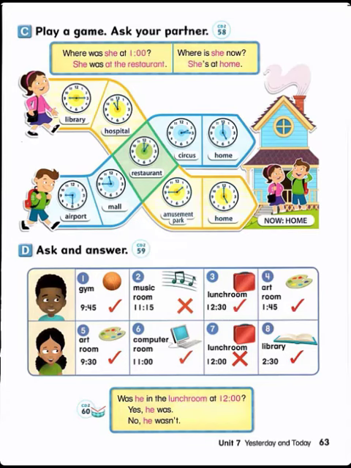Number 5. Was she in the art room at 9:30? Yes, she was. Number 6. Was she in the computer room at 11 o'clock? Yes, she was. Number 7. Was she in the lunchroom at 12 o'clock? No, she wasn't. Number 8. Was she in the library at 2:30? Yes, she was.